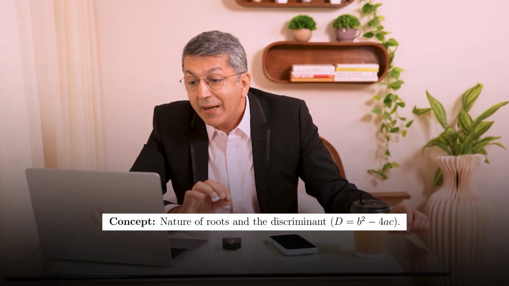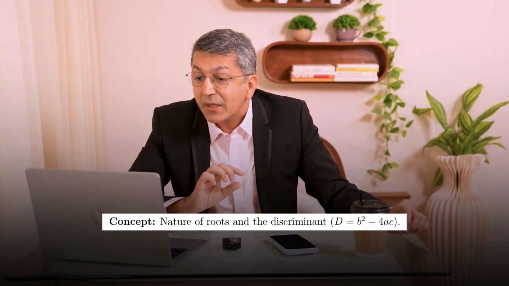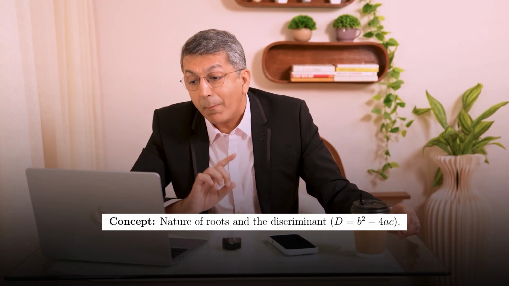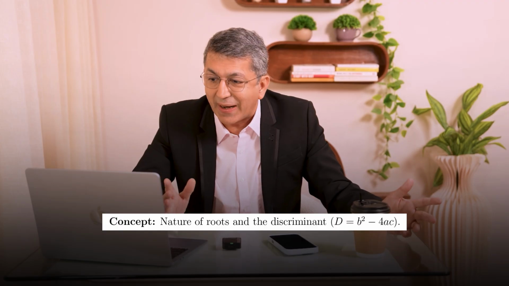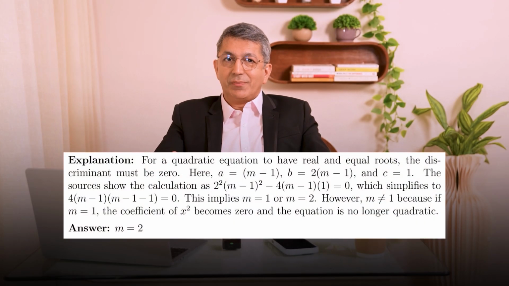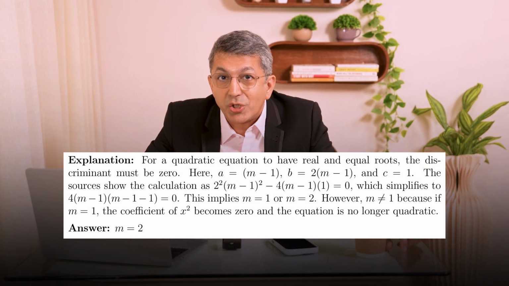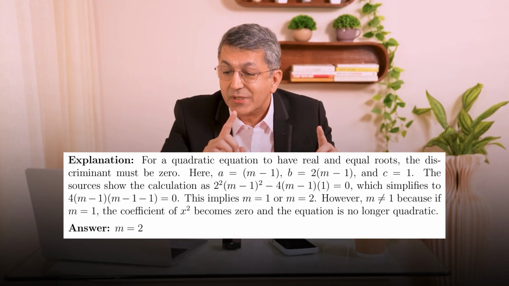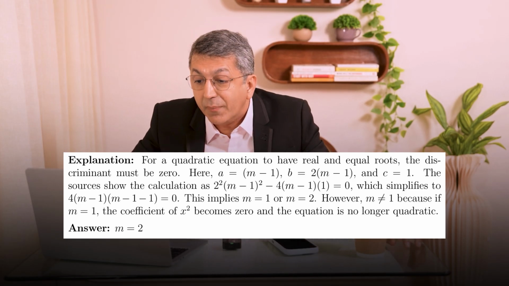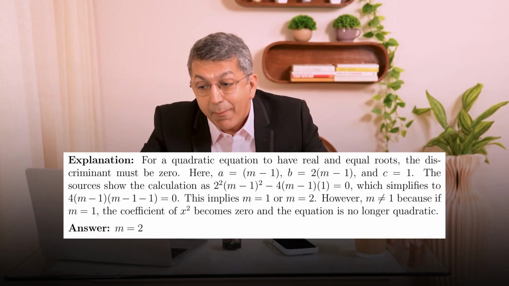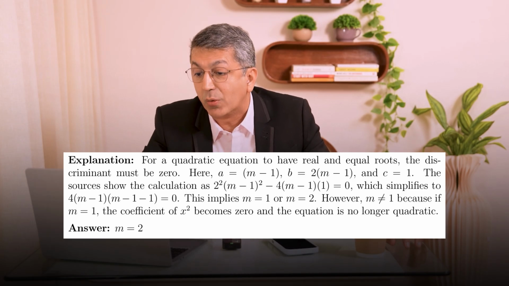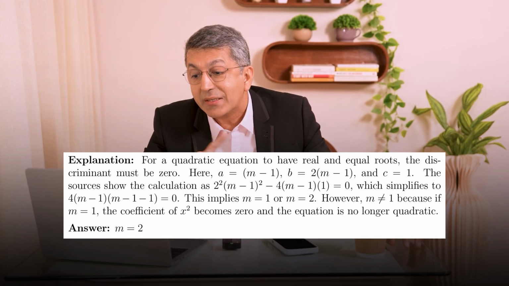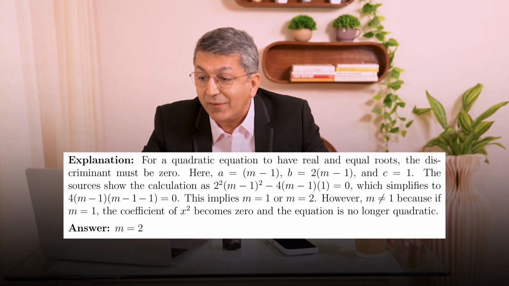Nature of roots and the discriminant (D is equal to b squared minus 4ac). Explanation. For a quadratic equation to have real and equal roots, the discriminant must be 0. Here, a is equal to (m minus 1), b is equal to 2 (m minus 1), and c is equal to 1.